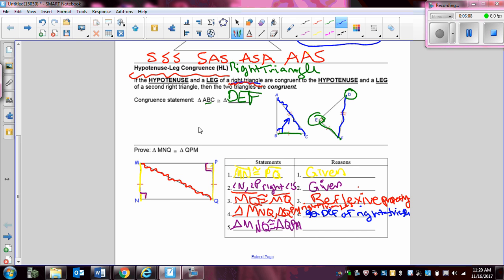Now, I can prove that my triangles are congruent, and I put them in order just like they did here, and it's going to be because we have a right triangle, and we have a hypotenuse, and we have one of the legs. So we're going to say because of the HL postulate, or you guys can put congruence, I don't care, whichever one you want.